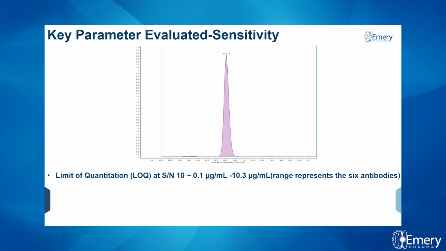And lastly, sensitivity, which is key to any bioanalysis. For this purpose, we looked at the sensitivity, which means looking at the limit of quantitation at signal to noise 10. And we were able to get the limit of quantitation ranging from 0.1 microgram per mil to 10.3 microgram per mil, ranging for all 6 antibodies.